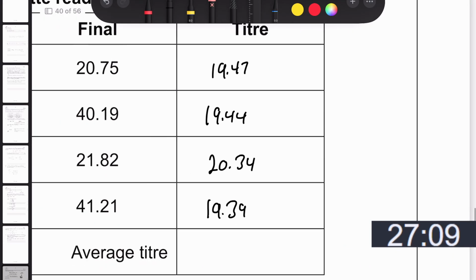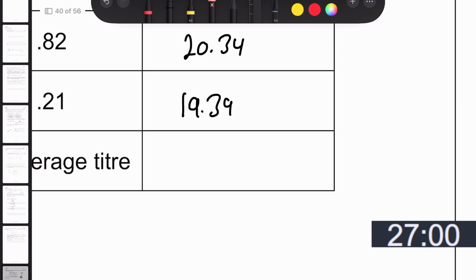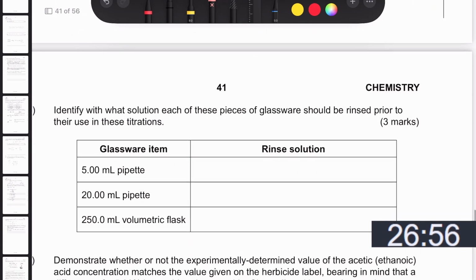So we only use 1, 2, and 4 as our concordant. And 19.47 plus 19.44 plus 19.39, divided by 3, 19.43 will be our average titer.